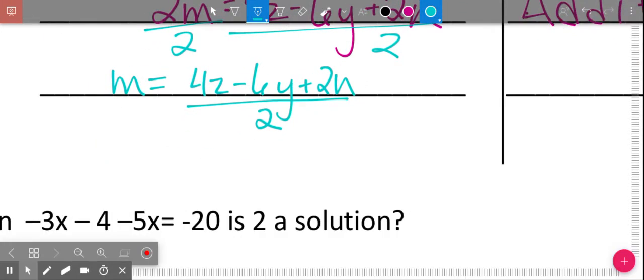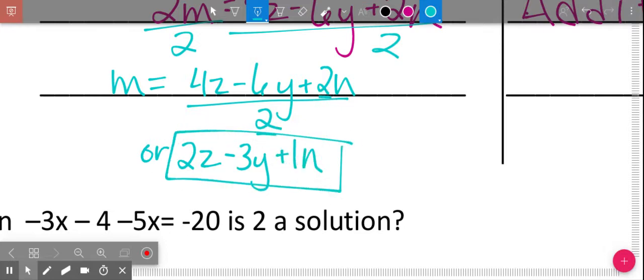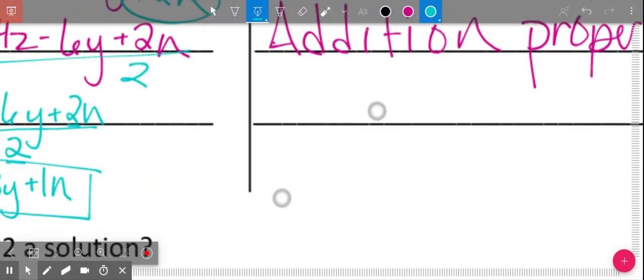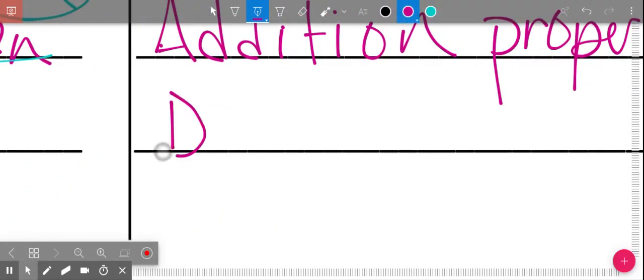Now, if you want, you can simplify that. 4 divided by 2 gives me 2z. Negative 6 divided by 2 gives me negative 3y. And 2 divided by 2 gives me plus 1n. And in that step, I was dividing. So that's my division property.